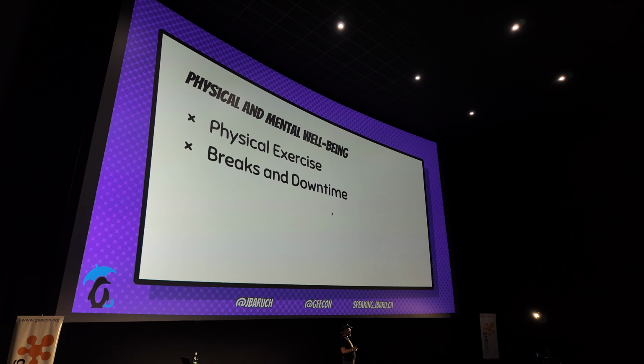Breaks and downtime. In order to focus, you need to get your battery to recharge and rest. Pomodoro technique says 5 minutes for every 25 minutes. If you are in the zone and you go for 2 hours non-stop, you need half an hour after that to rest.